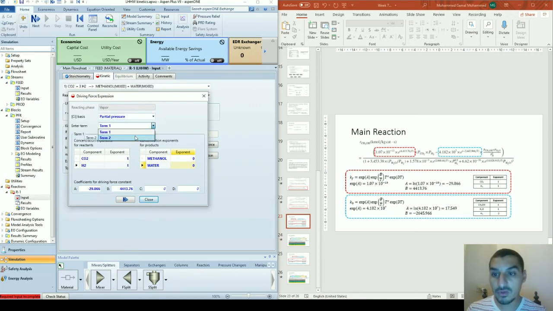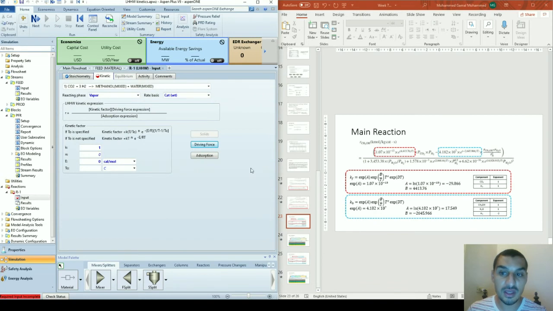Now we will go to term number 2. It has the exponents of carbon dioxide 0, hydrogen -2, methanol 1, and water 1, and the coefficients are 17.549 and -2645.966. So this is all the information that I have to define for the main reaction about the driving force, or the numerator of the kinetics.